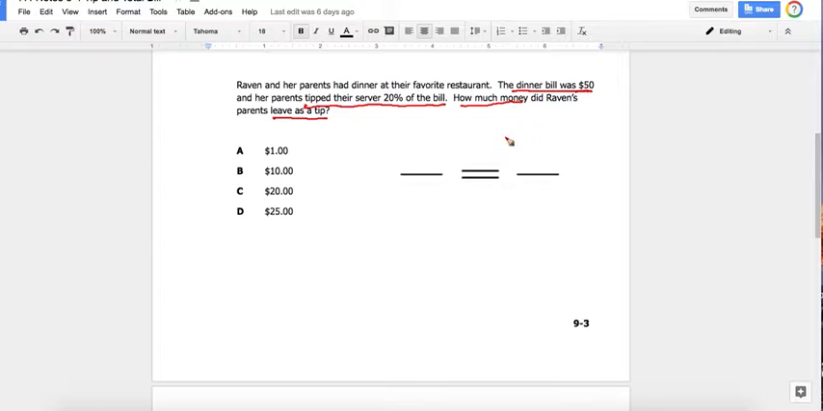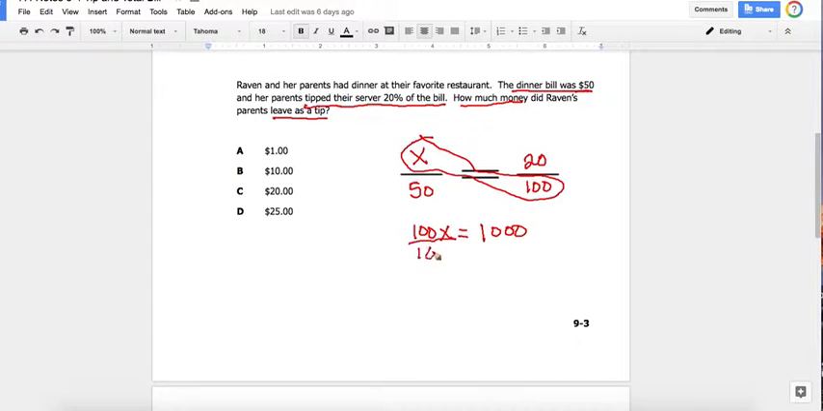Okay. So once again, we have a percent. So we're tipping 20% of the bill. So percent is out of 100. And we know we want to find the tip. So it's x. And we know that the dinner bill was $50. Okay. Do like you always do to solve a proportion. Multiply the variable first. So 100x. And 50 times 20 is 1,000.